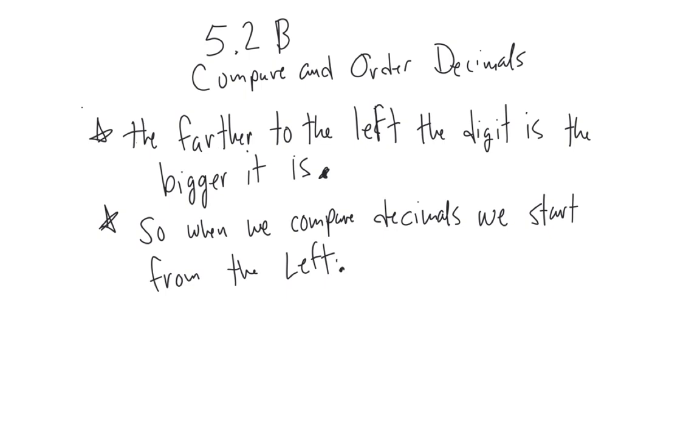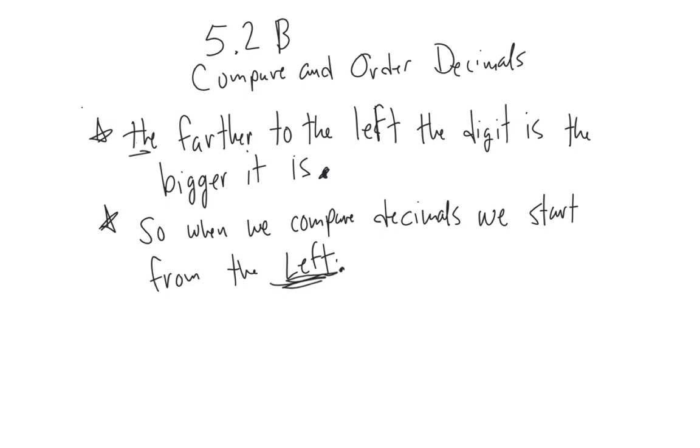Okay, guys, so now let's go ahead and look at a few points that we need to address. So when comparing decimals, the most important thing is to look at the place value of each digit, okay? Decimals are just like whole numbers in that the farther to the left the digit is, the bigger it is. So when comparing decimals, we start from the left and move to the right. Make sure, this is really important: we start from the left.